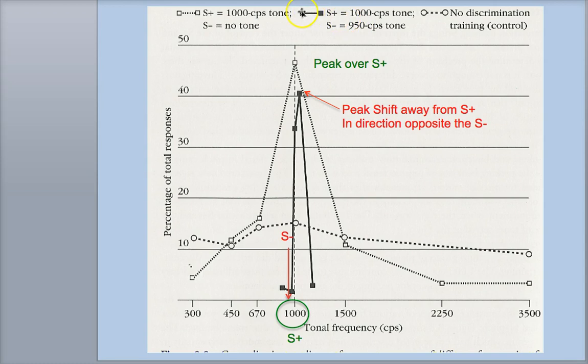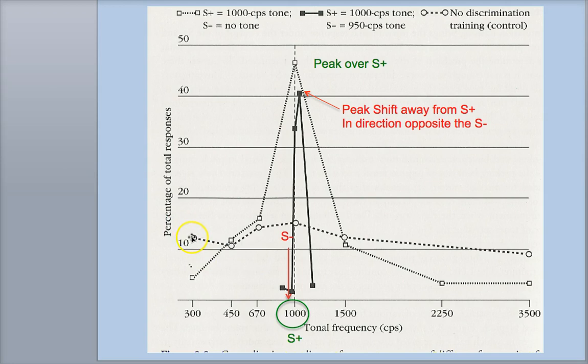The second group with the dark boxes and the solid line is the discrimination group, and you'll see that the peak here has shifted away from the S plus in the direction opposite the S minus, so it's not on 1000 cycles per second, it's slightly to the right of 1000 cycles per second.